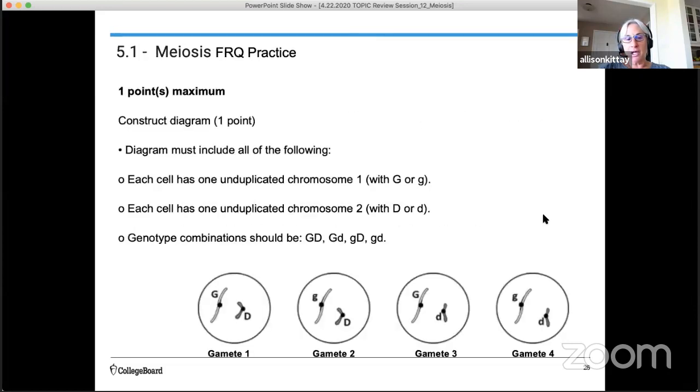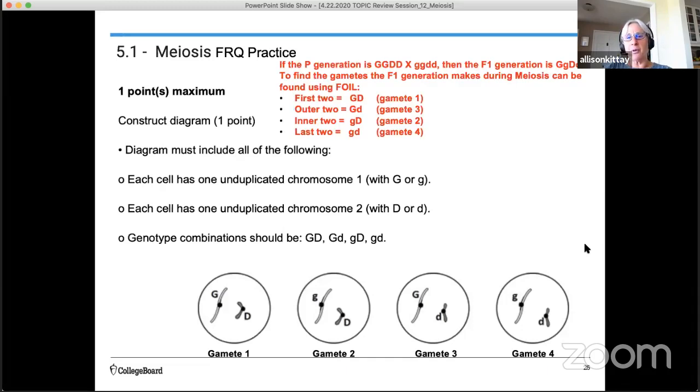So if you look at the scoring guidelines, I've labeled these gametes. We've got gamete 1, gamete 2, gamete 3, and gamete 4. And you need to have those particular gamete combinations. And I'm going to show you how you get it. So the diagram must include unduplicated chromosomes, so a single chromosome with either a capital G or a lowercase g, and one unduplicated chromosome for the height allele. So how did we figure this out, right?